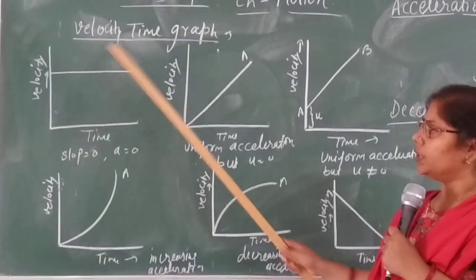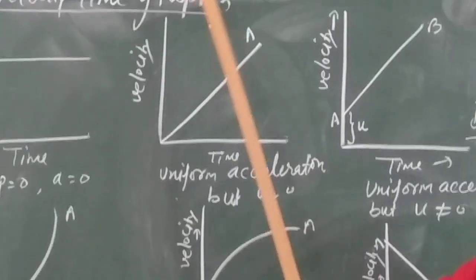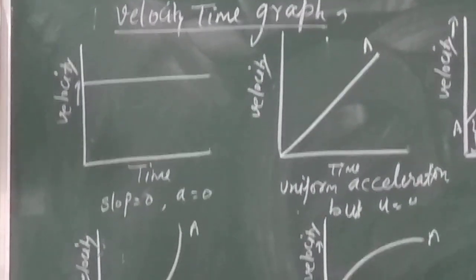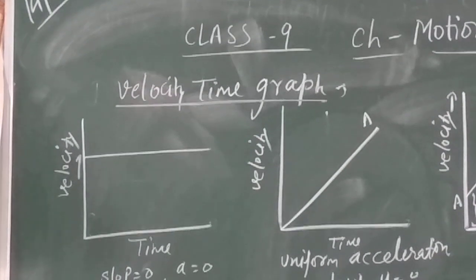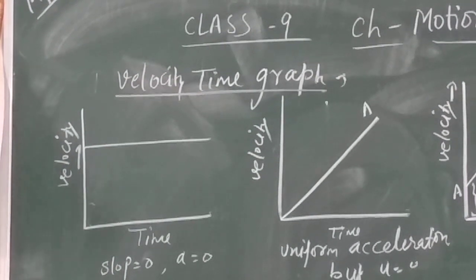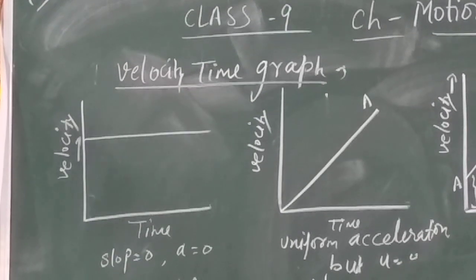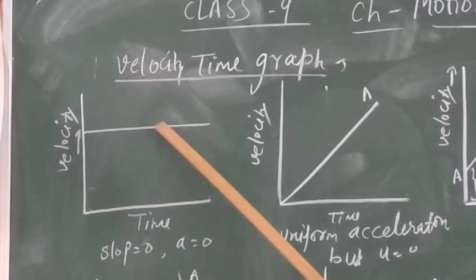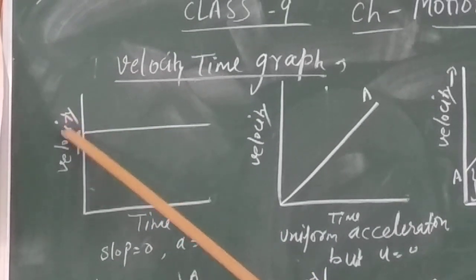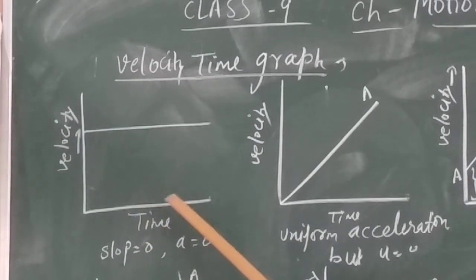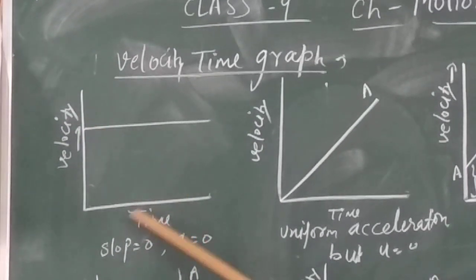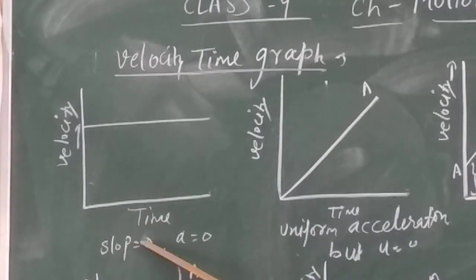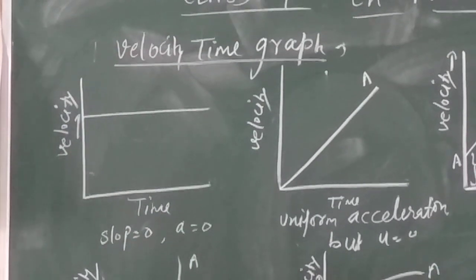velocity-time graph. The first graph shows when there is no acceleration. If there is no acceleration, there is no change in the velocity. If the speed or velocity of the body remains constant, with no change in magnitude as well as direction, then the graph is parallel to the x-axis. Here velocity is along the y-axis and time is along the x-axis, and if the graph is parallel to the time axis, then the slope is 0. If the slope is 0, then acceleration will be 0.